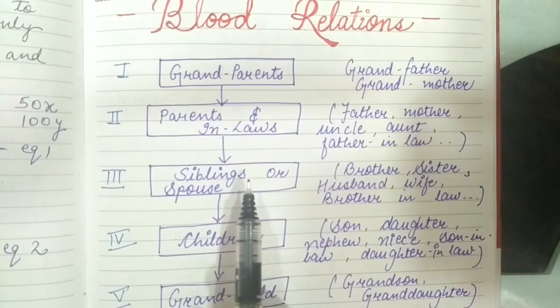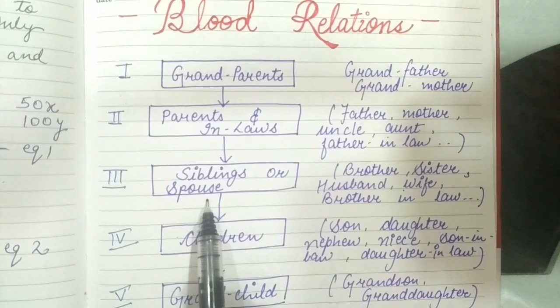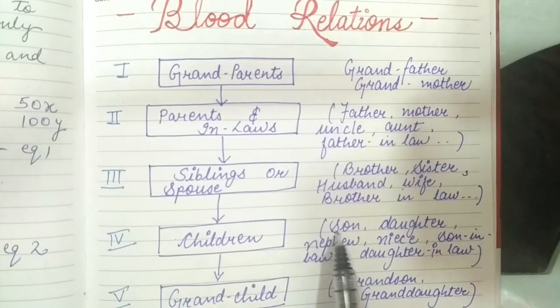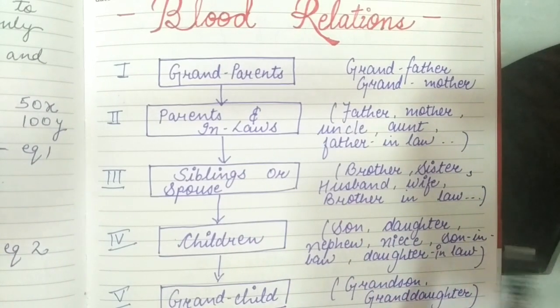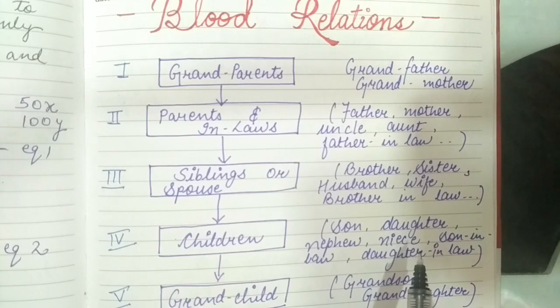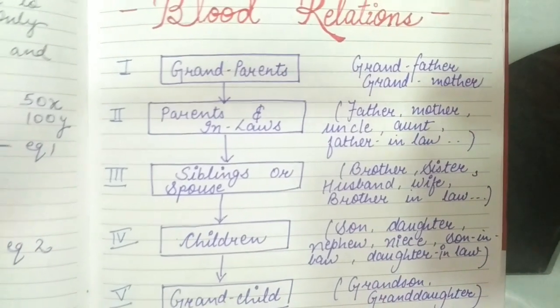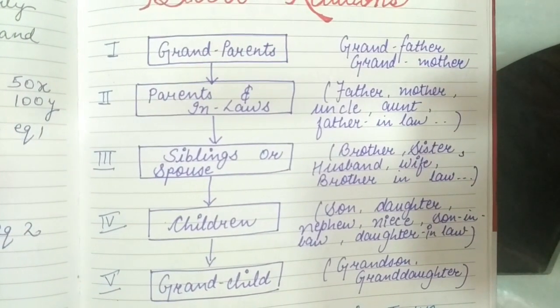Siblings is used to denote our brothers or sisters. Next, spouse is used to denote husband or wife. Next is children, that is son, daughter, or next generation can be of nephew or niece. Nephew and niece are children of our brothers or sisters. Next is grandchild. In the question, it may be written as grandson or granddaughter.